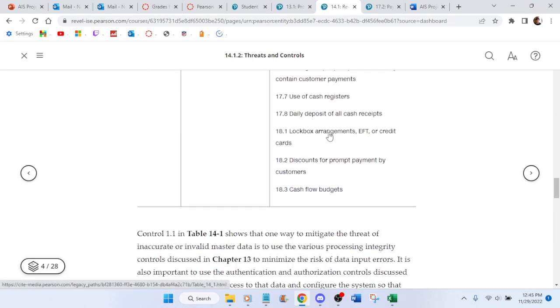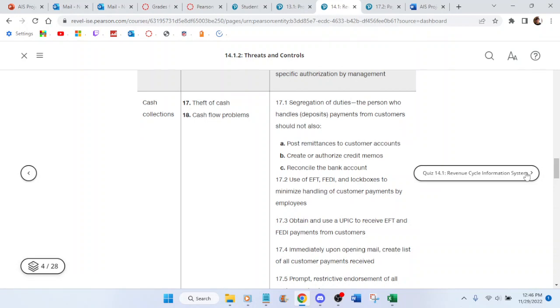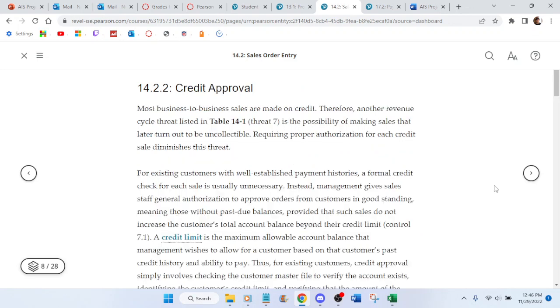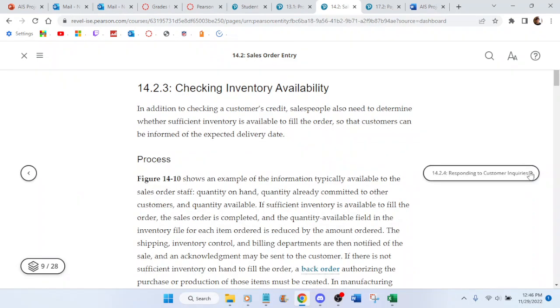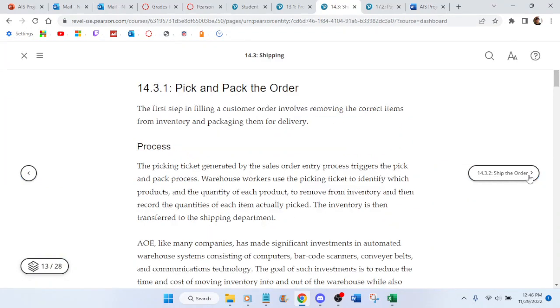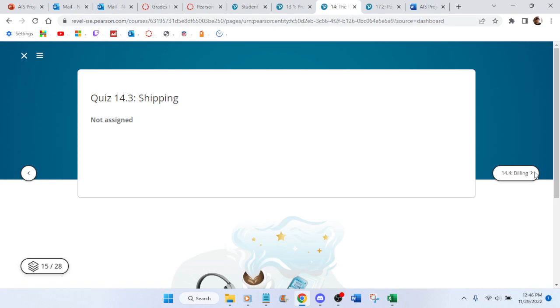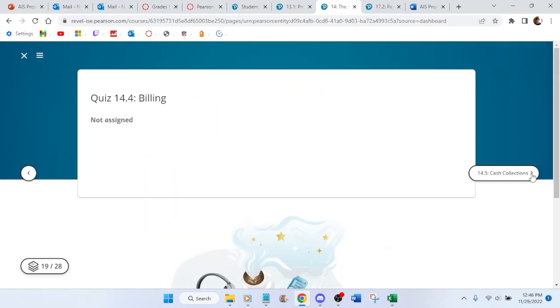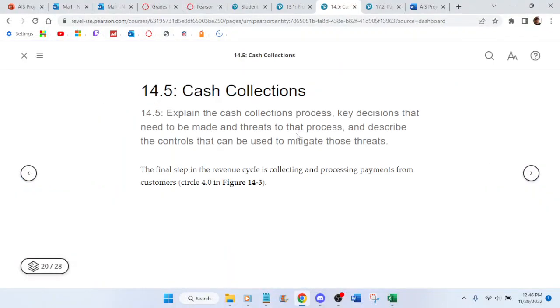Lockbox arrangements, EFT or credit cards, discounts for prompt payment, and cash flow budgets. Cash flow budgets. We'll go to the cash collections section and see what it says about that. Shipping. My goodness, there's a lot of stuff here. This is a long chapter. Cash collections.